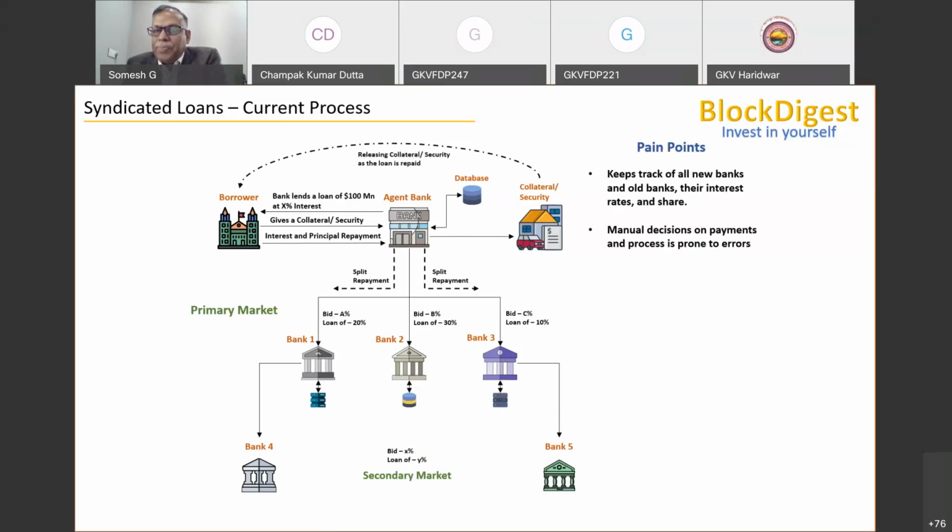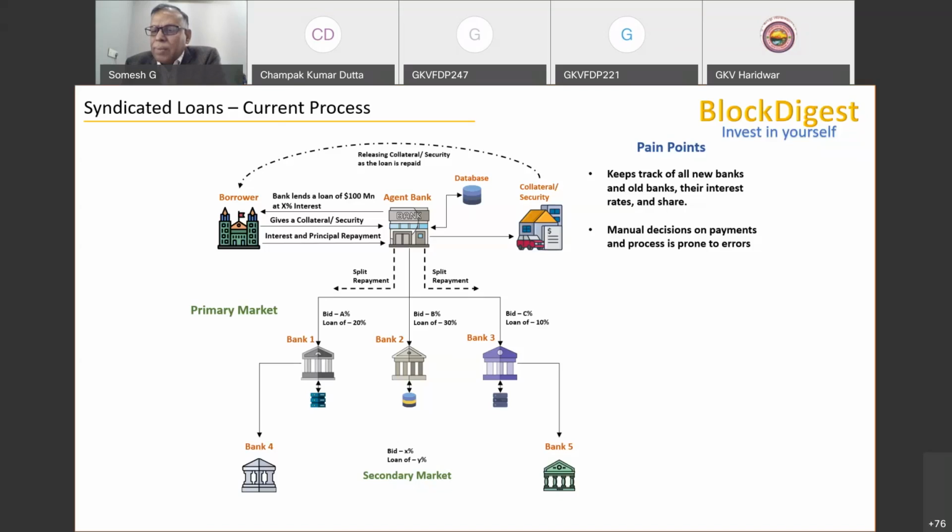The pain points: the agent bank, Bank of America, keeps track of all the participants, their interest rates, each of them negotiated over phone, and their respective shares. The agent bank calculates, and then there are sub-agents. As you realize, Bank 1 and Bank 3 in this scenario are sub-agents. They have manual decisions on payments, and the process is prone to errors.